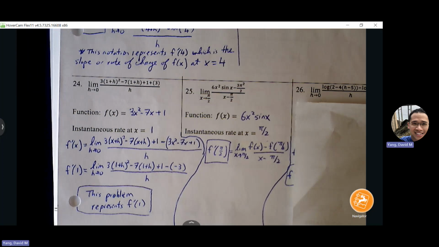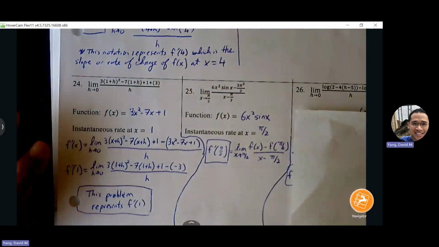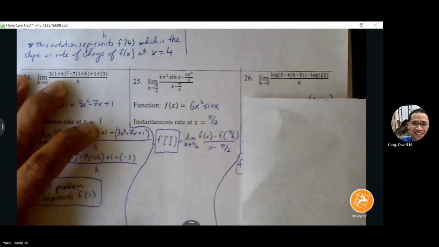Okay, 25, what's the function that this is coming from? 6 for sin x. Yes, it's like 6 for sine x, and it's asking for the slope of the function at pi over 2, right? So the ultimate definition is easier to pull. The general definition just looks a little messier, that's all.